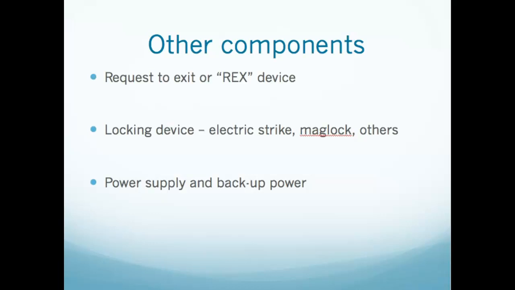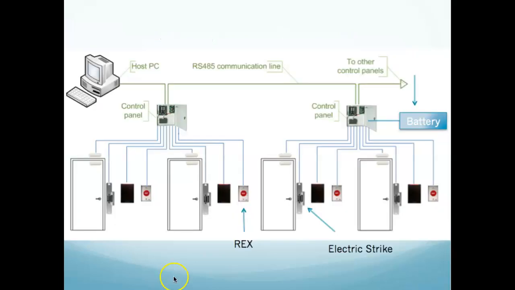So there are other components. The request to exit, or REX, device, and we'll talk a little bit about those. The locking devices: you saw the electric strike and the maglock. We've talked about those before. You understand what they do. So they're part of the components of the system, but you're familiar with those, right? And then power supplies and backup power. So let's talk about the REX device first.